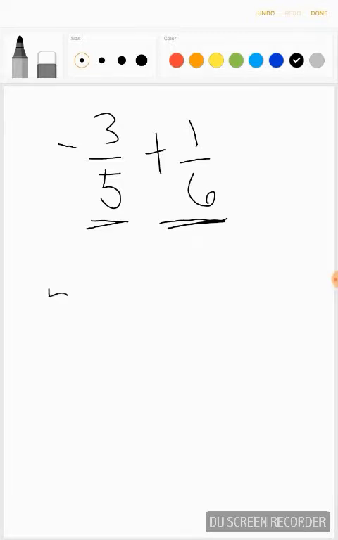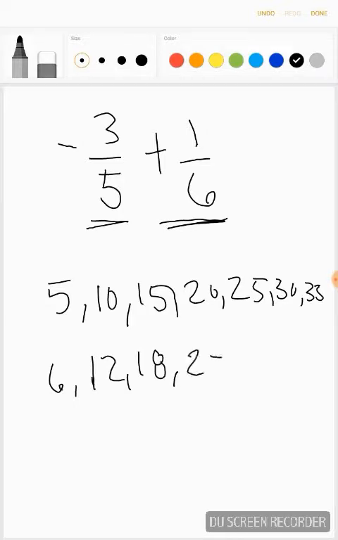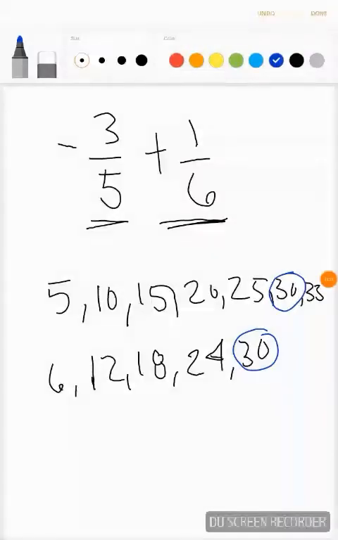So 5, it would be 5, 10, 15, 20, 25, 30, 35. So now I'm going to write the sixes. So we have 6, 12, 18, 24, 30. And I can stop right there because I see that the 30 is in common. Alright, so we want our denominators to both be 30.